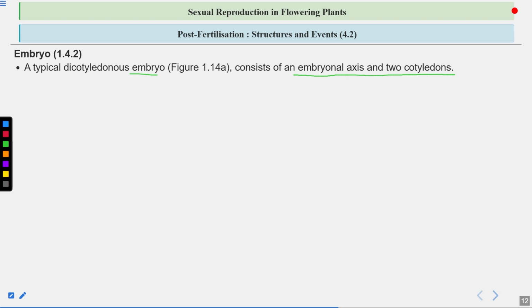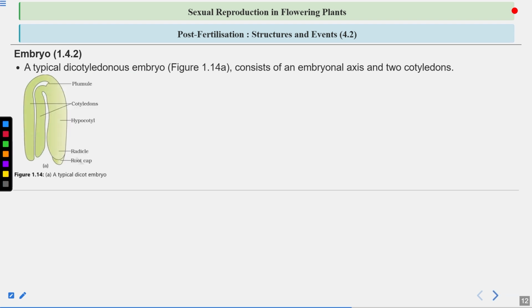What is this? Let us see that. Here you can see this is the embryonal axis, from the plumule to this root cap. And what is left behind here? These two cotyledons. So this is a typical embryo when it reaches the mature stage. You can see one axis of the embryo, that is called the embryonal axis, and the rest, the two cotyledons. So this is a typical dicotyledonous embryo.